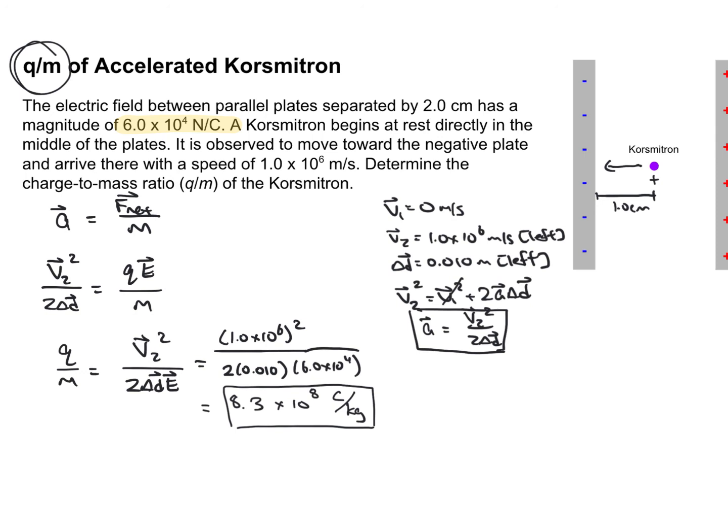Is that a reasonable number? Well, a korsmitron can be anything. It's a fake thing. There's no such thing. But let's go back to the proton. For a proton, charge to mass was actually approximately 10 to the 8. So yeah, it's at least on the same order in terms of power of 10.